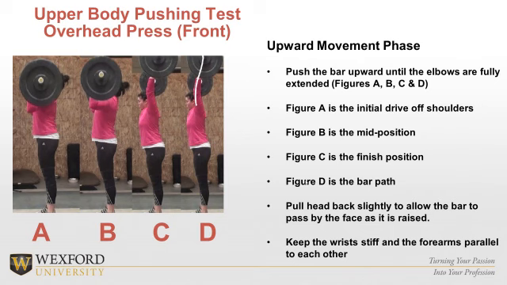If you look at figures A, B, C, and D, figure A is the initial drive off the shoulders. Figure B is in the mid position, figure C is the finishing position, and figure D is the path of the bar. Now, when you first start this motion, you're going to pull your chest up and pull your head slightly back to allow the bar to pass by the face as it is pushed up. You don't want to go out and around. You want to go up and back slightly. You want to keep the wrists stiff and the forearms parallel to each other.